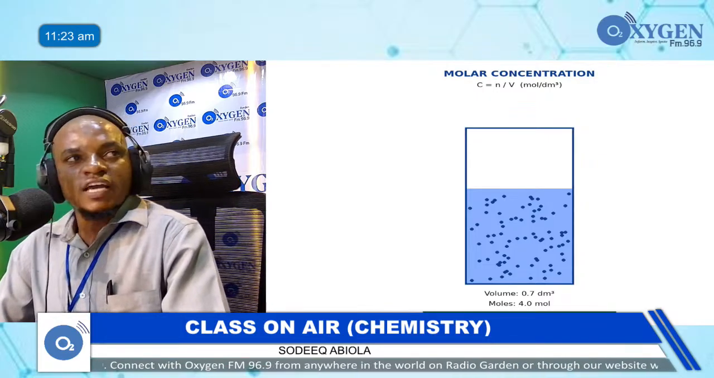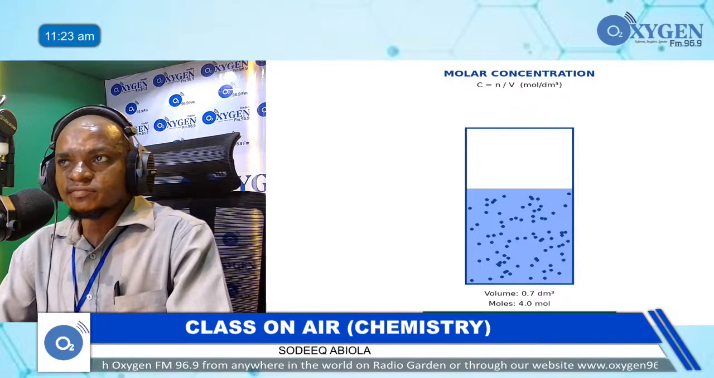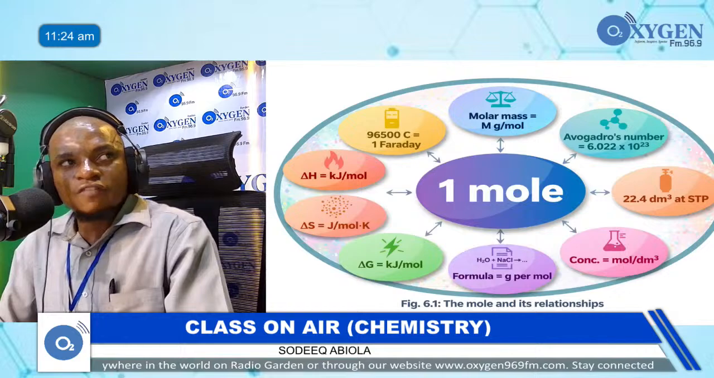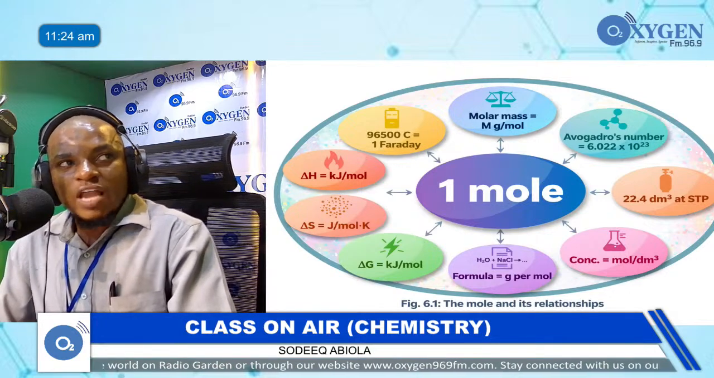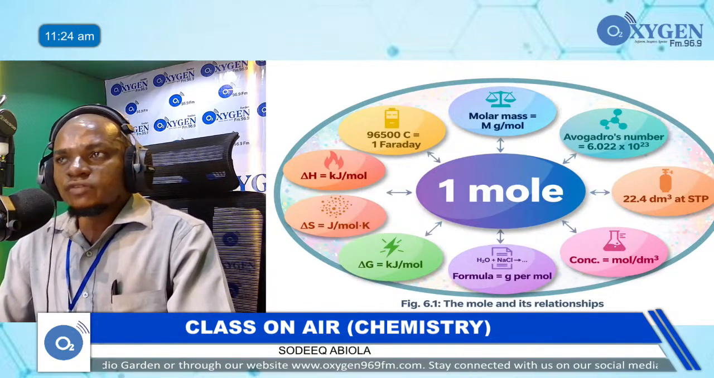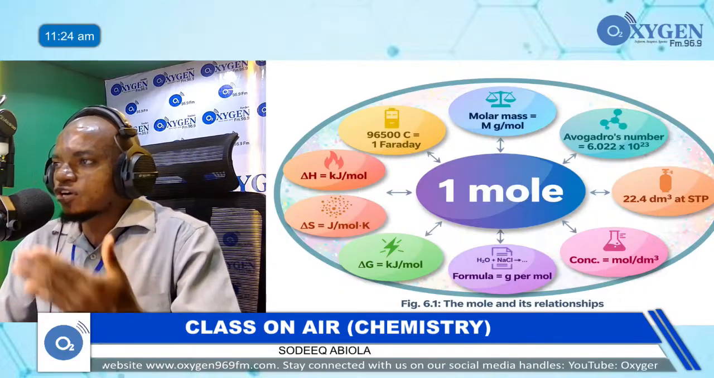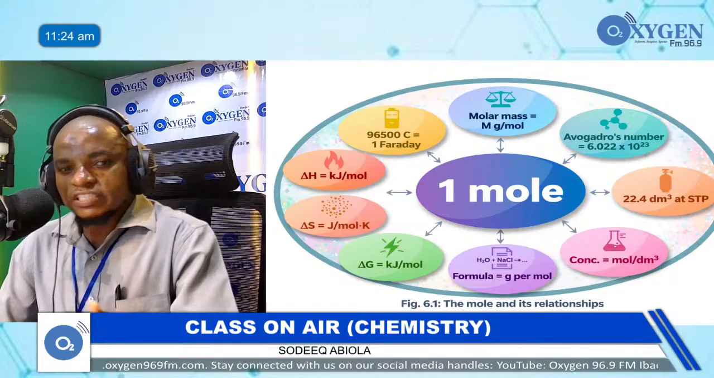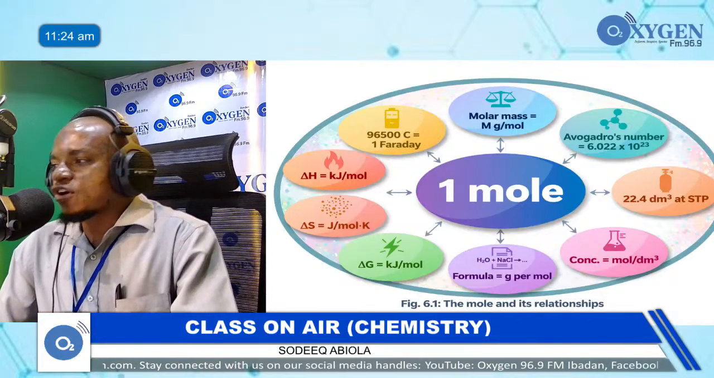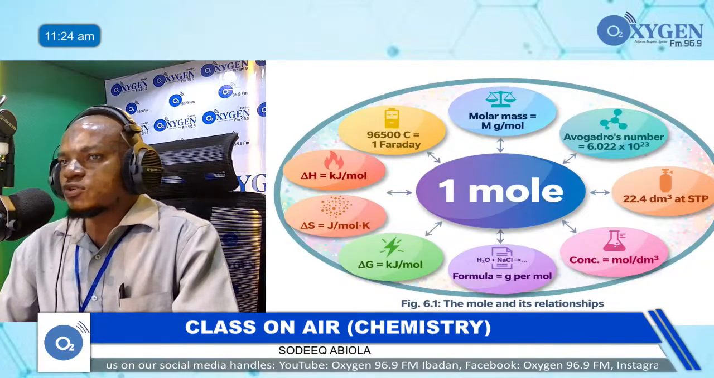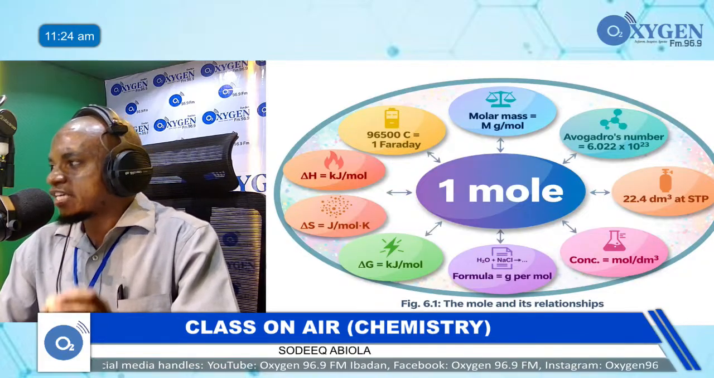So in acid-base titration, we have what we call molar concentration. When we talk of molar concentration, that means we are talking of the number of moles in a fixed volume. For concentration, we use 1 dm cube, which is also 1000 centimeter cube.